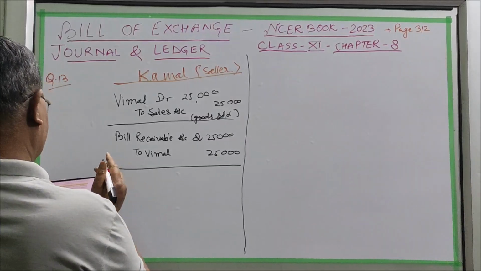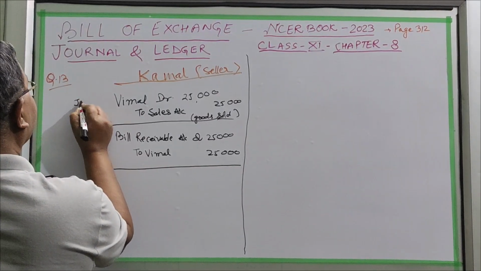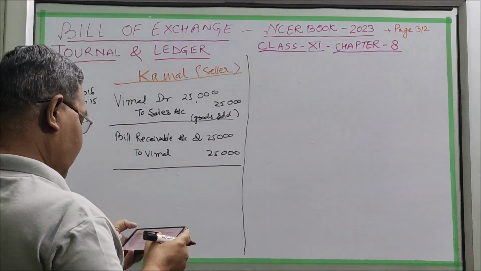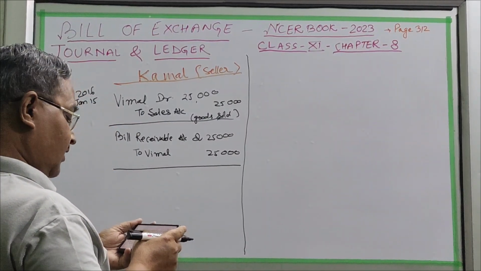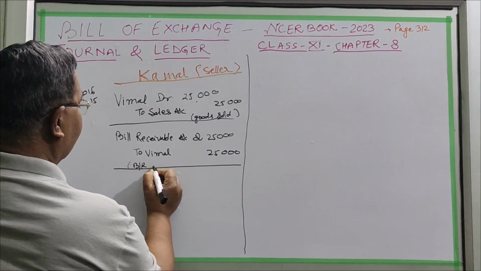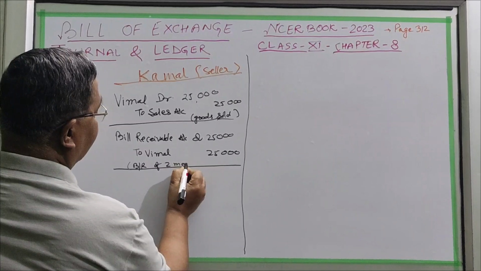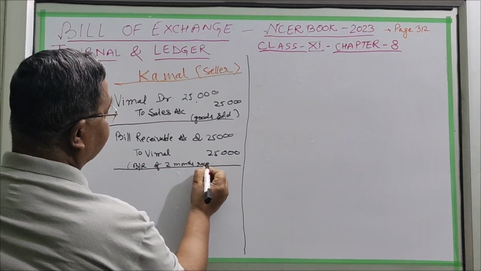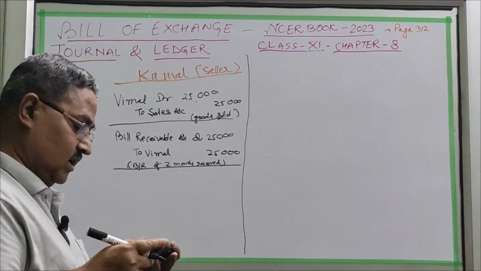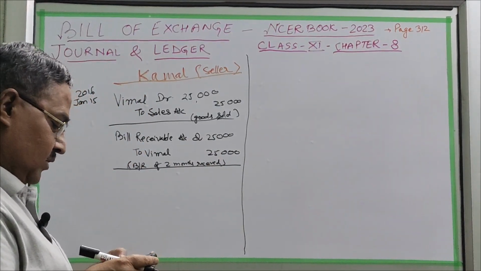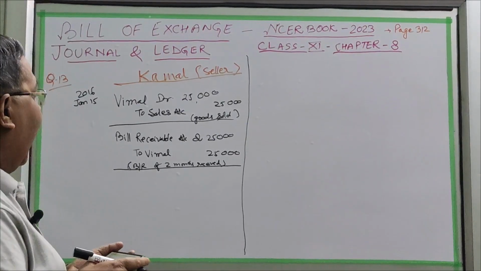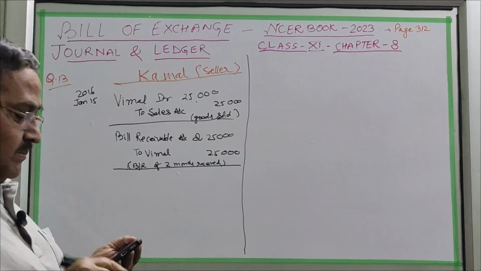This is on January 15, 2016, for 2 months, this is acceptance for 2 months. We have received a bill of 2 months. This will be your narration. In short, whatever the transaction relates to, we write in short. After the due date of maturity, the bill was presented for payment, and Vimal dishonored. Dishonored means Vimal did not pay.